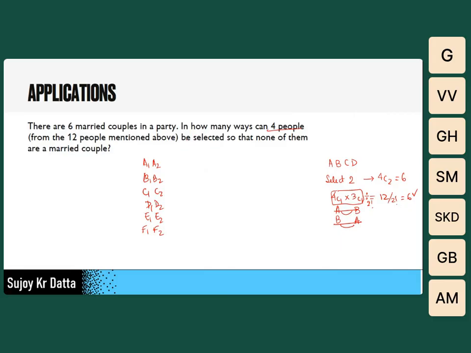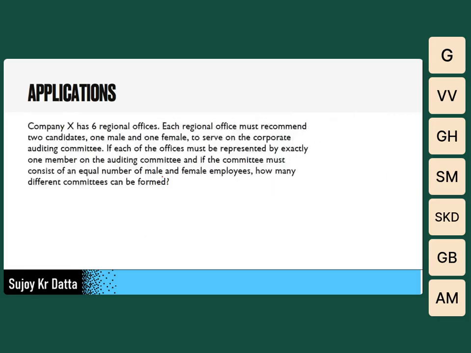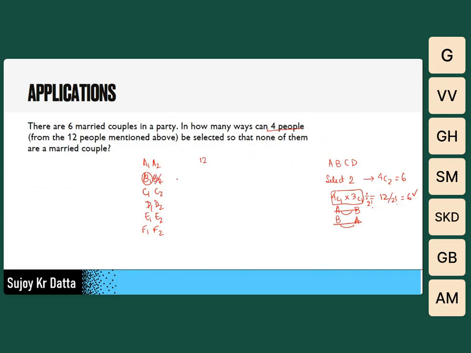So what we can do is we can select the first person out of the 12 in 12C1 ways. 12 ways. So let's say we selected B1. Then B2 is out. That leaves us with 10 people now. So the second person can be selected in 10 ways. Say we select D1. D2 is now out. That leaves you with four pairs. So eight people. Select the next one in eight ways. F1 is out. Now you're left with six ways.